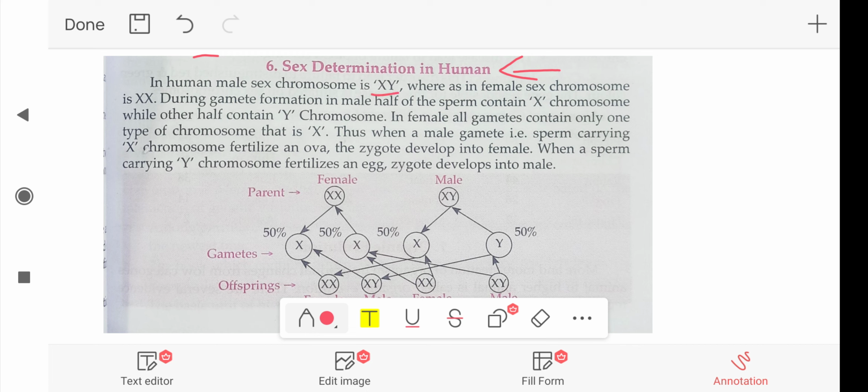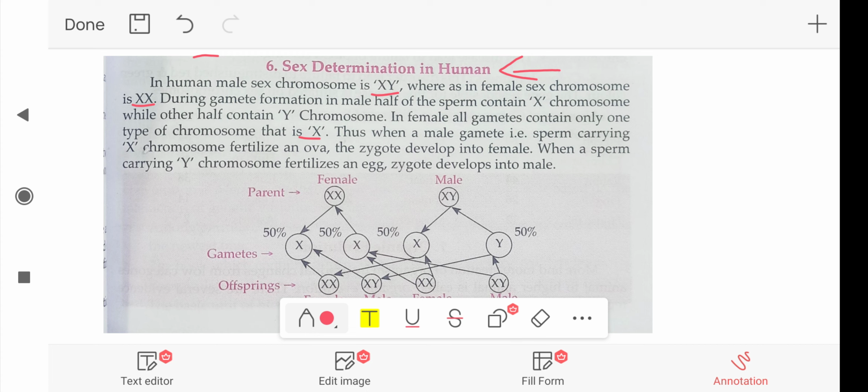So in human, male sex chromosomes are X and Y, whereas in female, sex chromosomes are XX. During gamete formation in male, half of the sperm contain X chromosomes, while the other half contain Y chromosomes. In female, all gametes contain only one type of chromosome, that is X. Thus, when a male gamete, that is, a sperm carrying X chromosome, fertilizes an ova, the zygote develops into female.